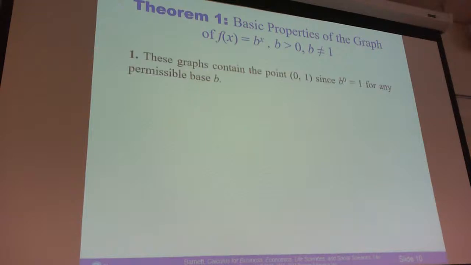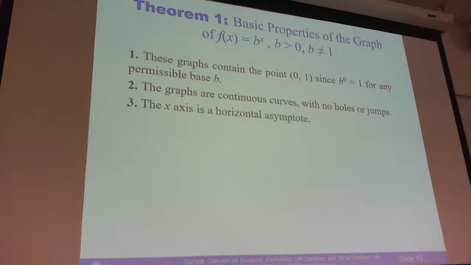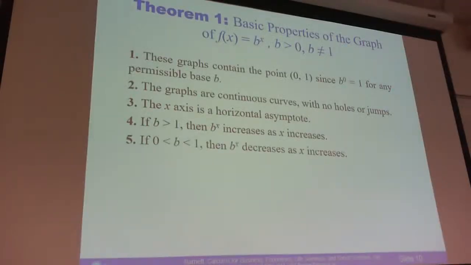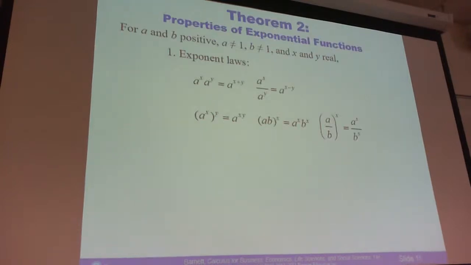Okay, so some basic properties. These graphs contain the point (0, 1), since b to the 0 is 1 for any permissible base b. The graphs are continuous curves with no holes or jumps. The x-axis is a horizontal asymptote. If b is greater than 1, then b raised to the x increases as x increases. If b is between 0 and 1, then b to the x decreases as x increases.